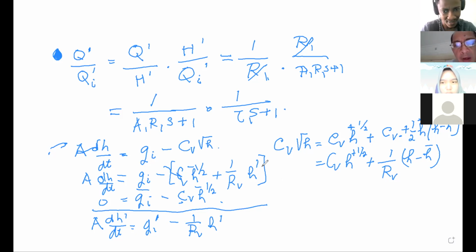You agree? Okay. At steady state, this will be 0. This will be QI bar. This will be CVH minus half bar. But this part will be 0 because H prime is 0 at time equals 0. Right? Okay. So that's why when you subtract this, you will get this one only, because this one is 0.